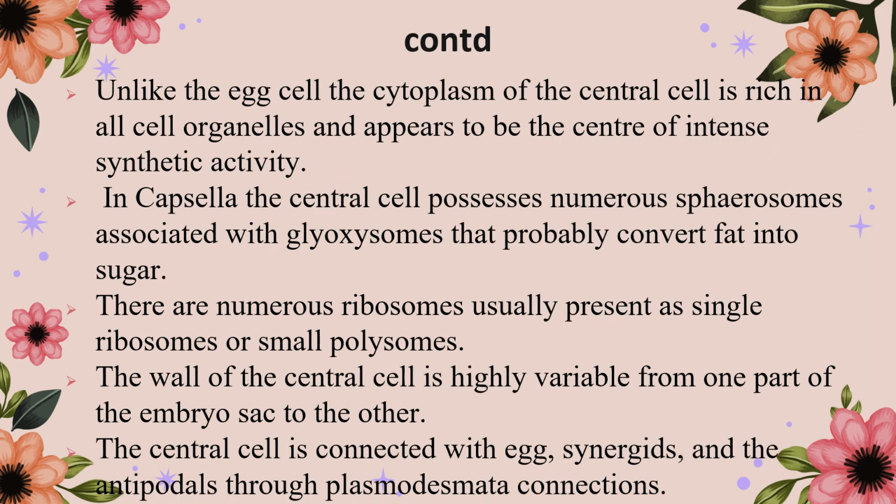Let us continue with the central cell. Unlike the egg cell, the cytoplasm of the central cell is rich in all cell organelles and appears to be the center of intense synthetic activity. In Capsella, Shepherd's purse, the central cell possesses numerous spherosomes associated with glyoxysomes that would probably convert fat into sugar. There are numerous ribosomes, usually present as single ribosomes or small polyribosomes. The wall of the central cell is highly variable from one part of the embryo sac to the other. The central cell is connected with the egg, synergids, and the antipodals through cytoplasmic connections called plasmodesmata.